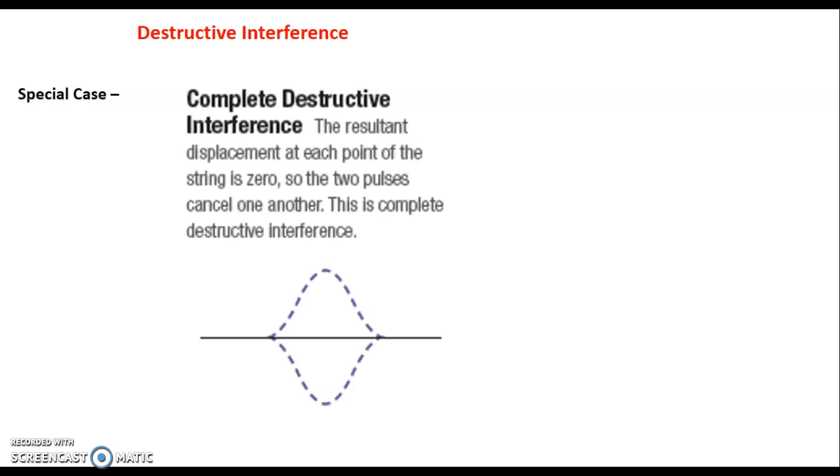Now for the destructive interference, there is a special case here, which is complete destructive interference. This happens when a crest and a trough meet and the amplitude of the upward displacement is equal to the amplitude of the downward displacement, so they cancel each other, as if we have +5 minus 5, it's going to be 0. So this is complete destructive interference.